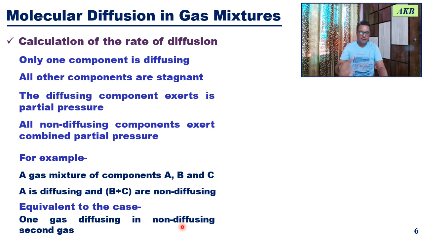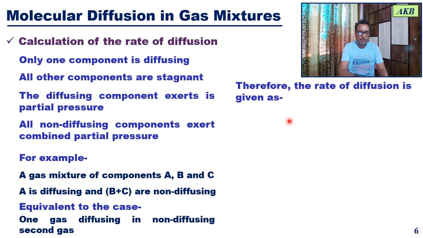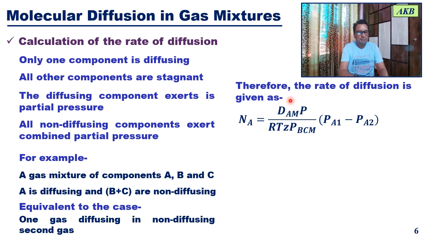So in my discussion on diffusion in binary gas mixtures, I have discussed this case. You please refer to that video. A link is given in the description section. Okay, so for that case, we know the rate of diffusion is given by this equation. So this is Na is equal to dAm. Now in place of dAb, which was true for the case of binary mixture, here dAb is replaced with dAm.